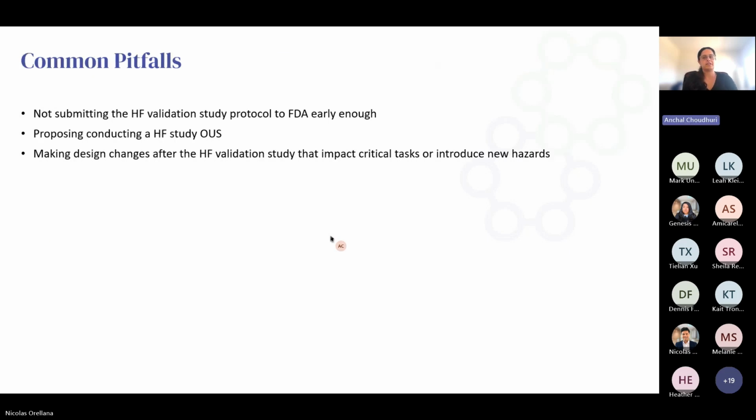So, some common pitfalls when it comes to human factors in combination products. Again, I mentioned not submitting the human factors validation study protocol to FDA early enough, which can delay getting started or force you to get the study started without receiving FDA's feedback.